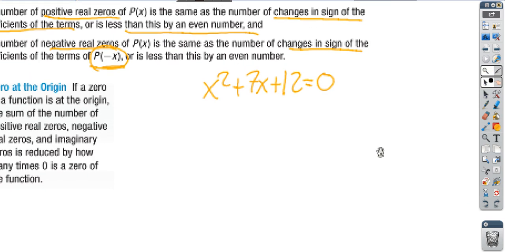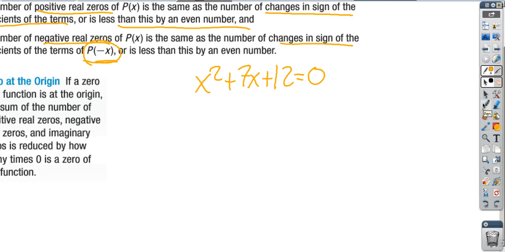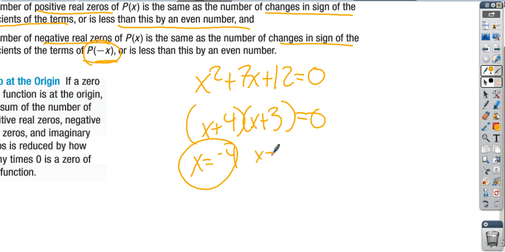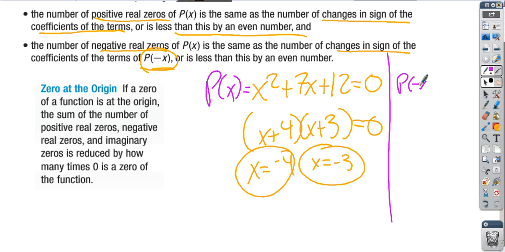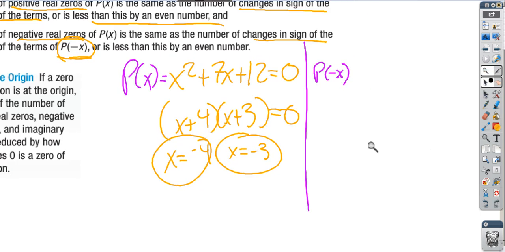So let's just demonstrate that with a real simple example. This right here factors to x plus 4 times x plus 3, which means it has 2 negative zeros. It has negative 4 and it has negative 3. So according to what Descartes is saying, the number of negative real zeros is the same as the number of changes in the sign of p of negative x. So we have to evaluate p of negative x. We have to plug in a negative x for every x there and see how many times the sign changes from positive to negative.